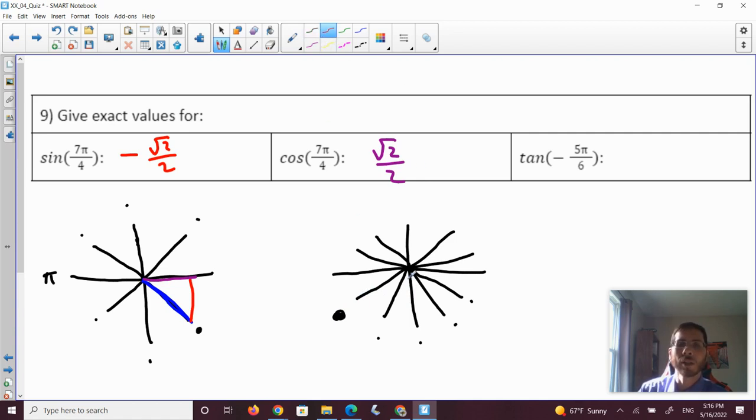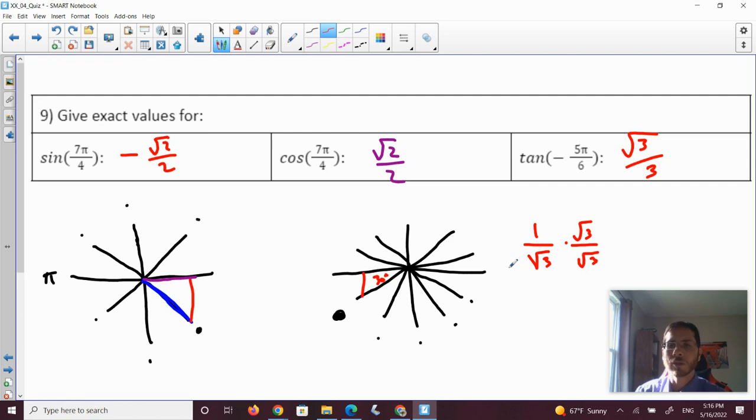So again, if we want to find out what tangent is, we can see that we've made a 30-degree triangle. So tangent is going to be our sine over our cosine. So we would end up with 1 over square root of 3. But we can't have that. So we can multiply both sides by square root of 3 over square root of 3. And we get square root of 3 over 3.